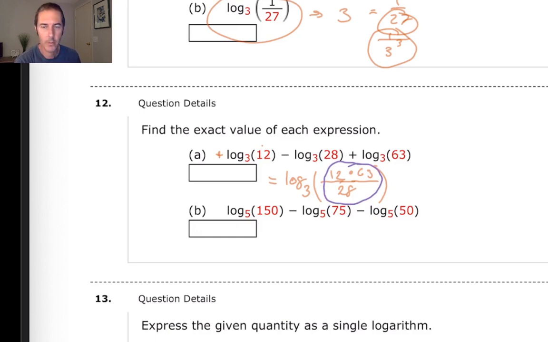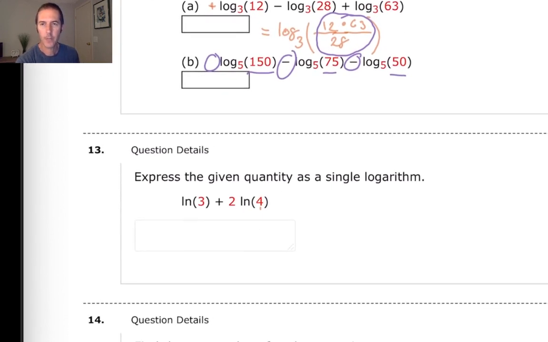And in part B, you're going to go through the same process. This is positive, so the 150 ends up in the numerator. This is negative, so the 75 goes in the denominator. This is negative, so the 50 multiplies into the denominator. Simplify the argument, and then ask yourself: 5 to what power equals that argument?